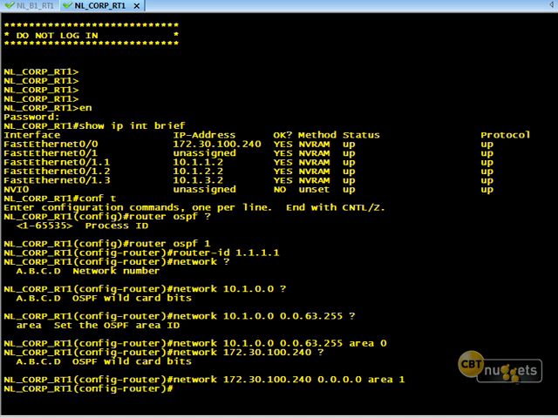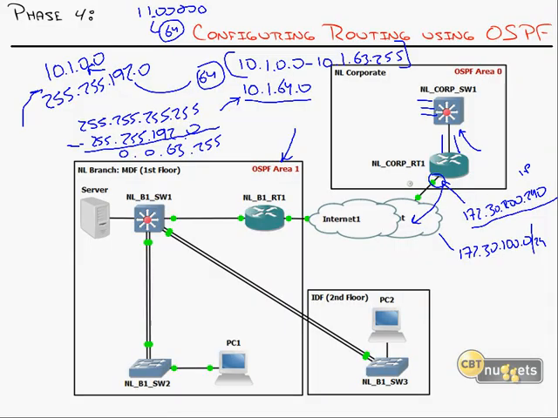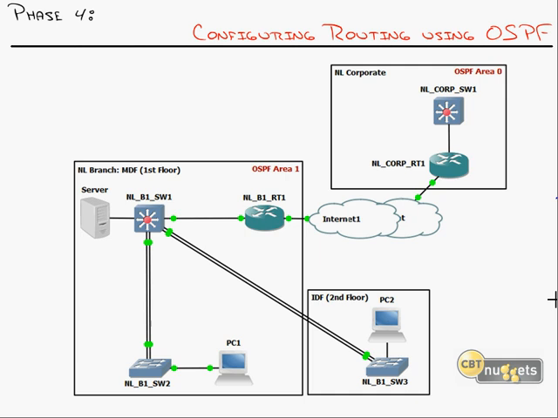Just like that, I've created an ABR. There is no 'I'm an ABR' command for OSPF. It's just when you put two network statements in different areas, the router automatically knows. It's like, oh, well, this is area 0 and this is in area 1. I must be an ABR. So that's all there is to configure in an ABR. So we've got that piece configured now.